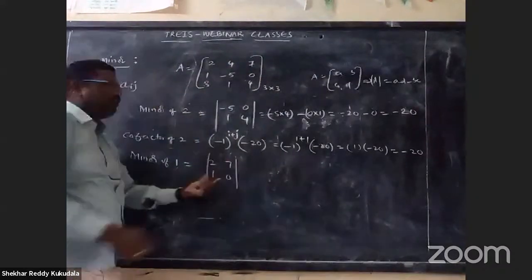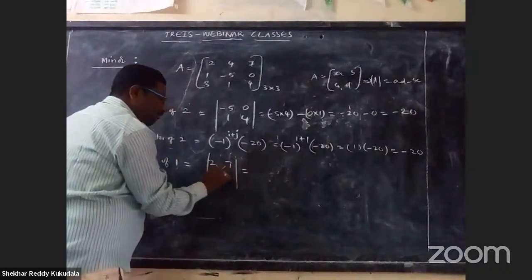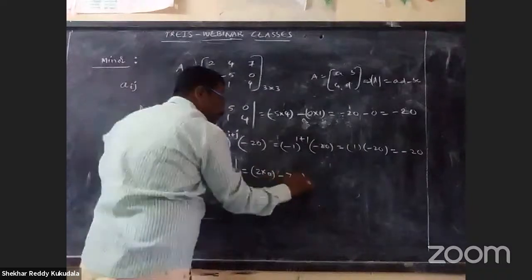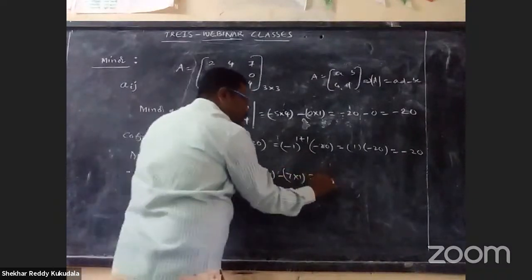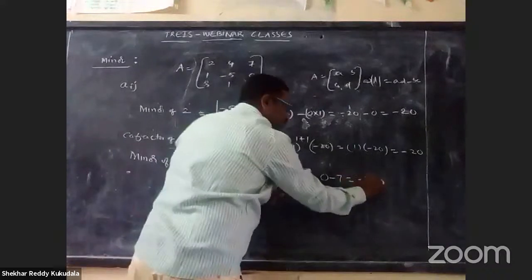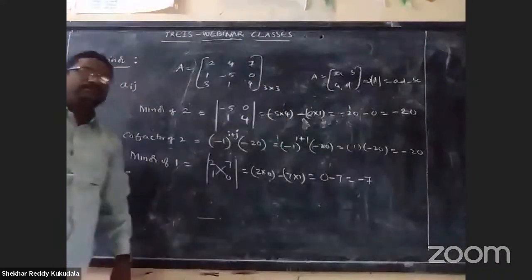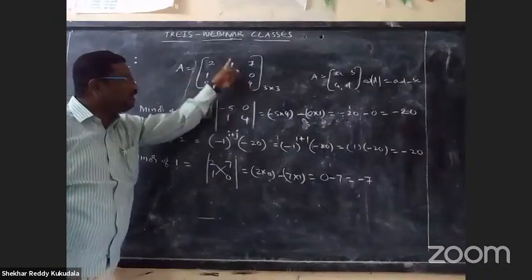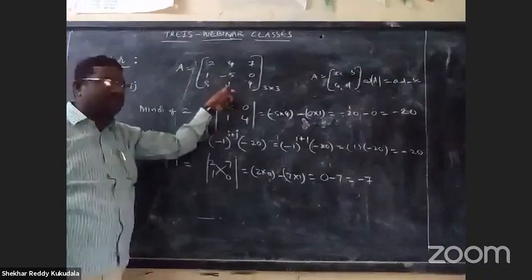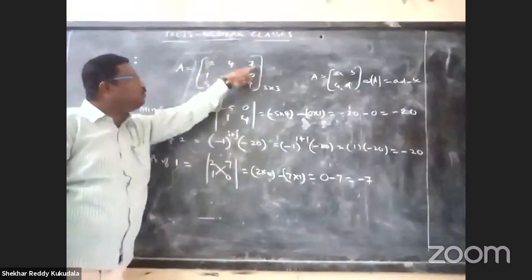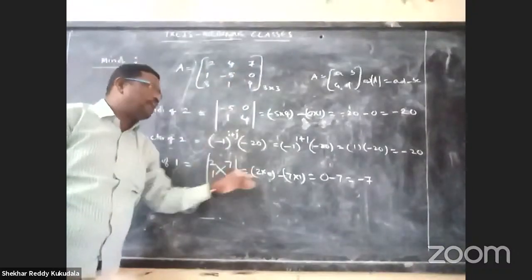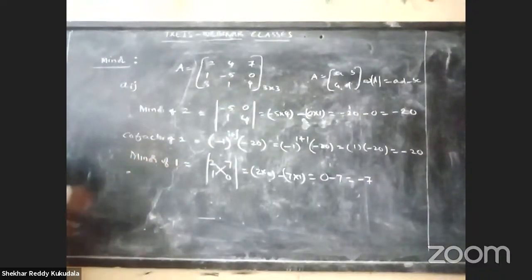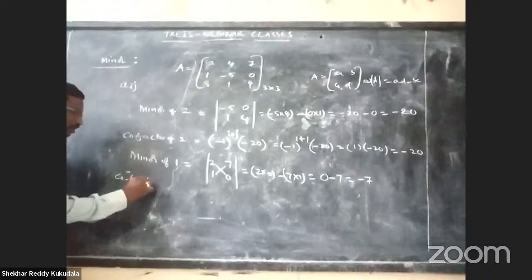So its determinant will be AD minus BC: 2 into 0 minus 7 into 1. So 2 zeros are 0, 0 minus 7 is equal to minus 7. So when we are finding the minor of 1, ignore the row and the column in which 1 is present. The determinant of the rest of the 2 by 2 matrix, when you find it, is the minor of the element 1. Now what is the cofactor of 1?